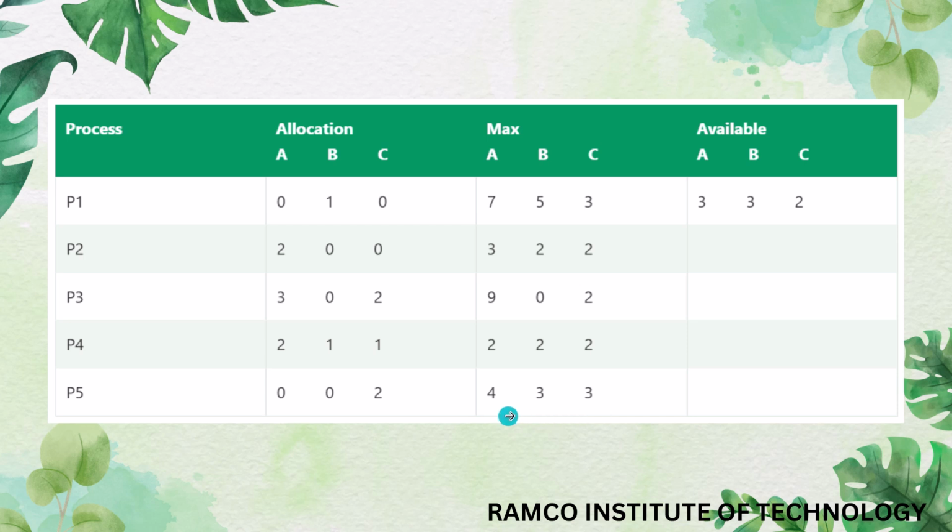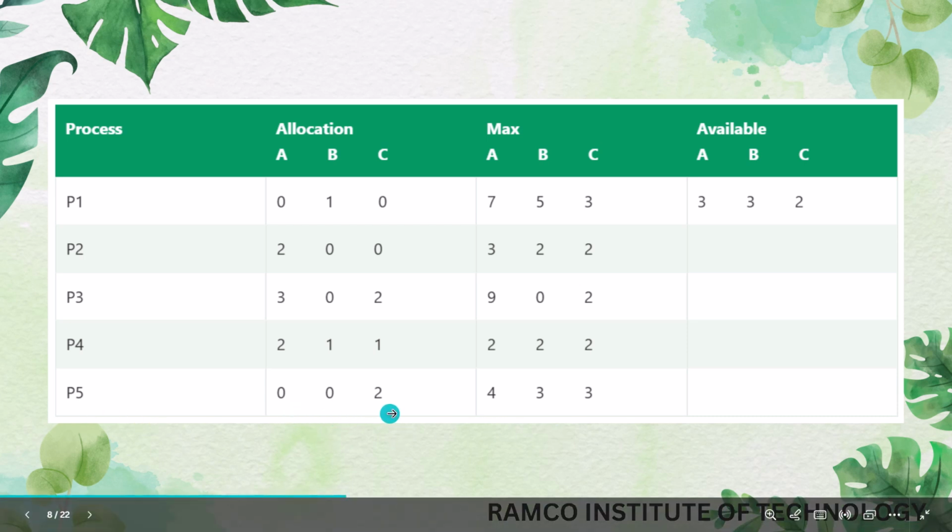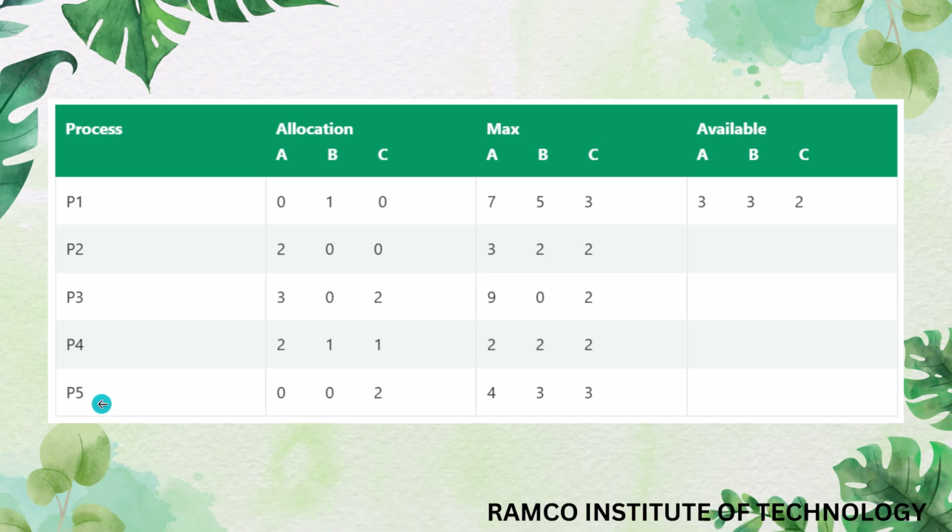So here 4 instances of resource type A, 3 instances of resource type B, again 3 instances of resource type C are allocated as the maximum for the process P5. So from this maximum, initially 0, 0, 2 instances are allocated for the process P5. So these are the meanings of allocation and maximum. Then available is also given. So here the available is 3 instances of resource type A, again 3 instances of resource type B, then 2 instances of resource type C. These are the available resources for the processes P1 to P5.